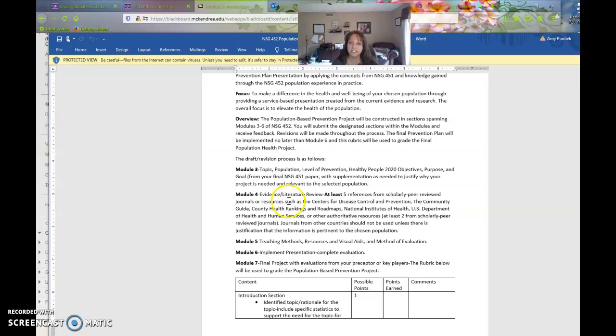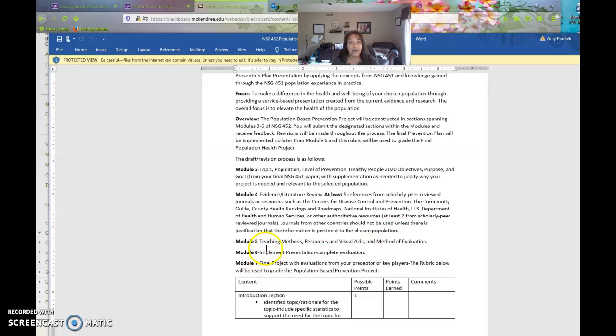And then in Module 4, we're going to be talking about the evidence, the review of literature. You'll need to have at least 5 references from scholarly peer-reviewed journals or resources such as the CDC, the Community Guide, the County Health Rankings and Roadmaps, the NIH, the U.S. Department of Health and Human Services, or other resources that are credible. If you have any questions about a credible resource, just email me the resource and I can check it out and let you know if it's credible or not. Usually if the web URL ends in .gov or .org, it's relatively credible. If it's a .com, that's when it gets a little questionable. And of course, Wikipedia is not a credible resource.